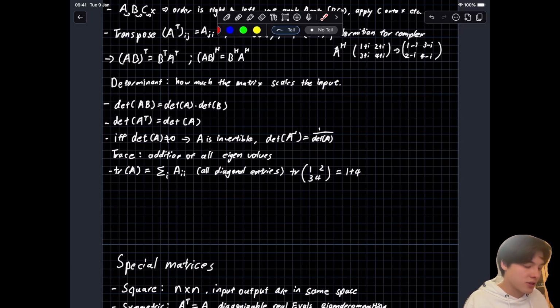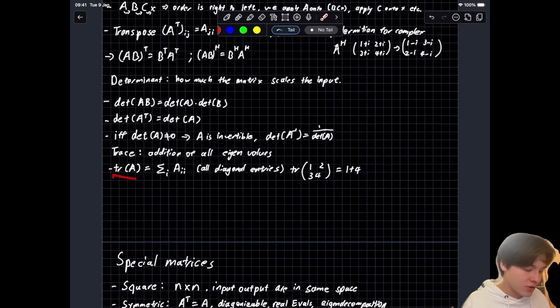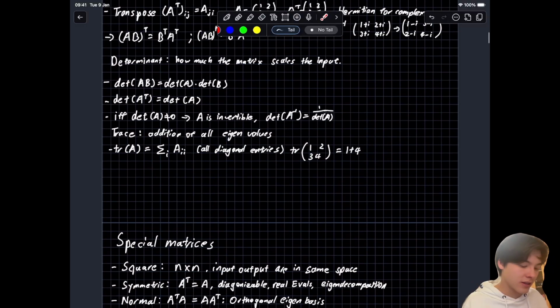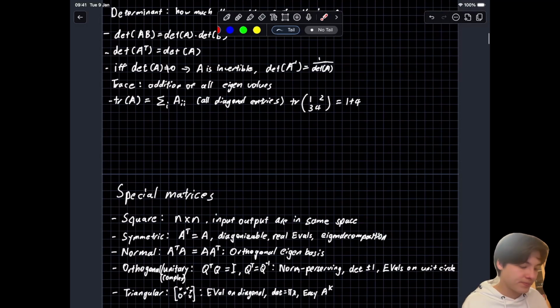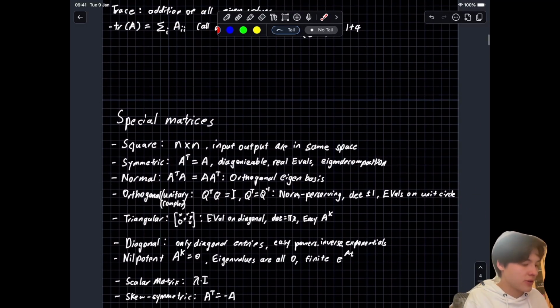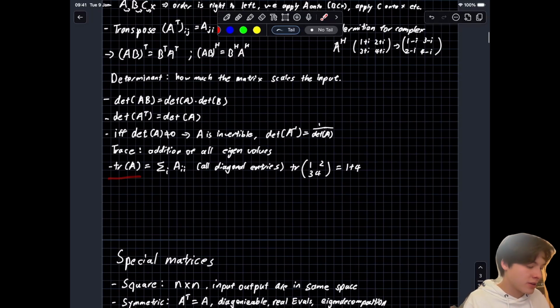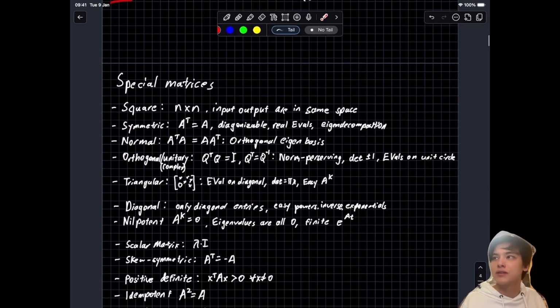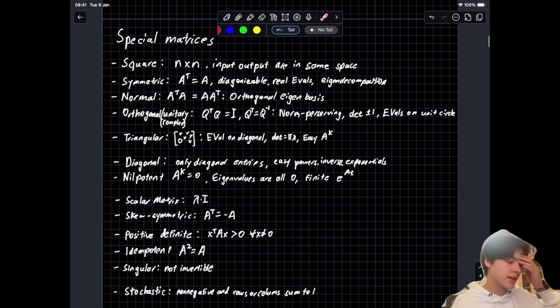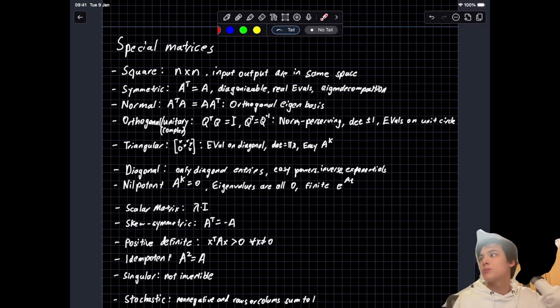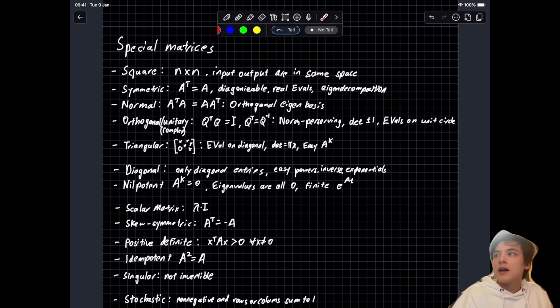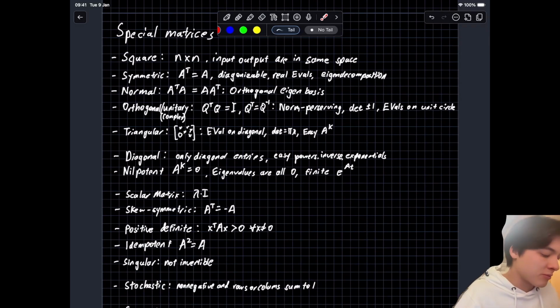The trace is just the addition of all the eigenvalues. The trace can also be the diagonal entries added together. So this can be used as a check: the determinant is the multiplication and the trace is the addition, so we can see if we calculated it correctly. Then some special matrices. In the end, I'll go over them in more detail.